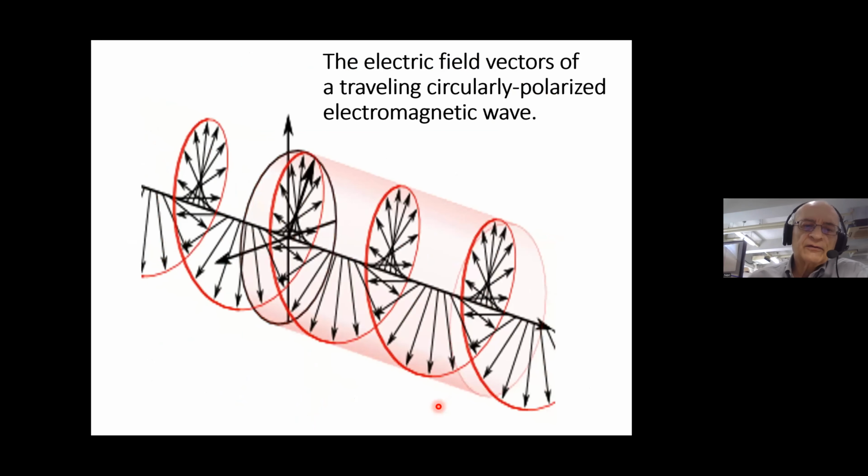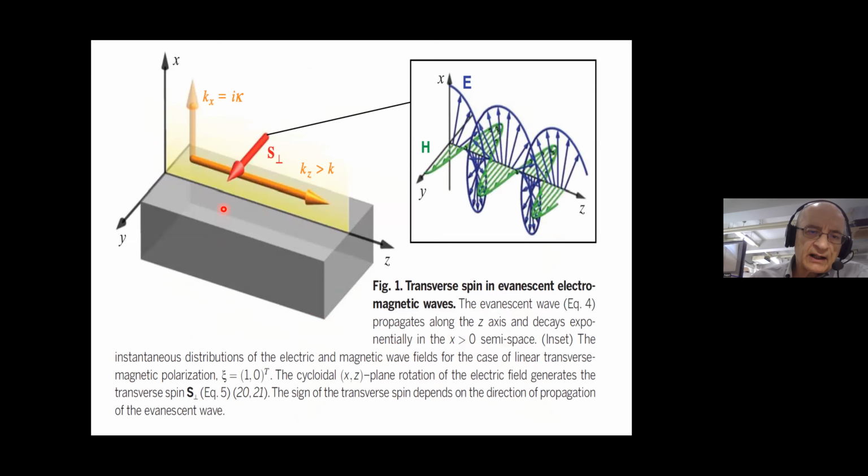Now, in the case of an interface between a metal and a vacuum, the K in the vacuum becomes imaginary. So therefore, the wave becomes evanescent, decays exponentially. When you put this imaginary K, the electric field is not propagating in the XY plane, it's not rotating there, but it's rotating in the XZ plane, forming a cycloid.